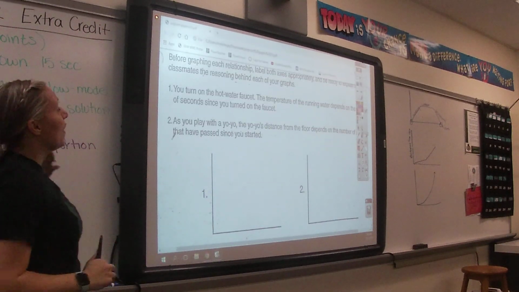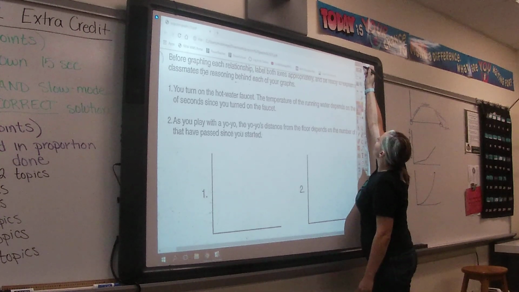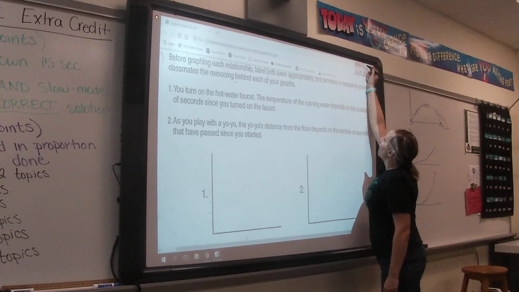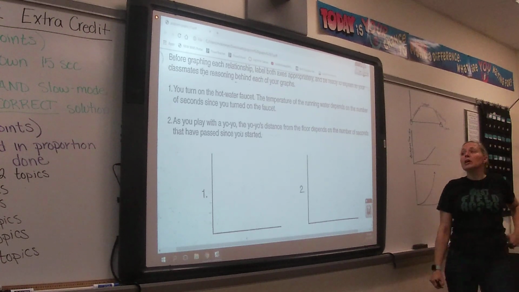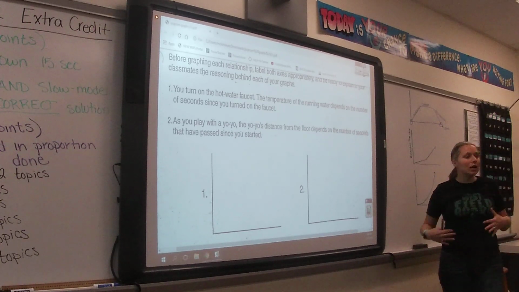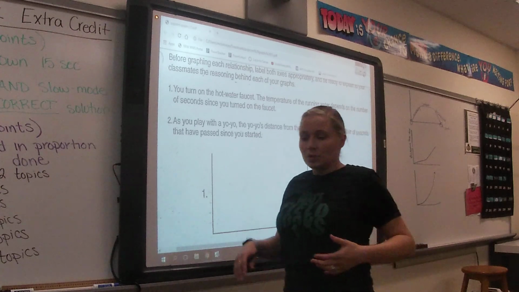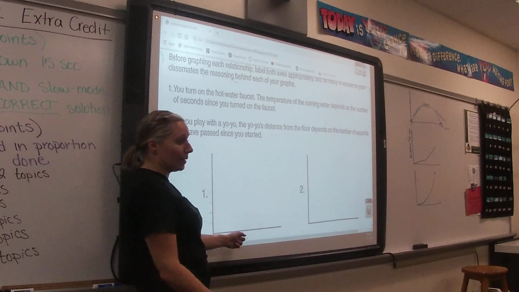Okay, so you turn on the hot water faucet. The temperature of the running water depends on the number of seconds you turned on the faucet. So you go to wash your hands, you turn on the sink faucet, and we are talking about the temperature of the water versus time that it's been turned on. So first thing we need to do if we want to graph this is make sure we have good labels.